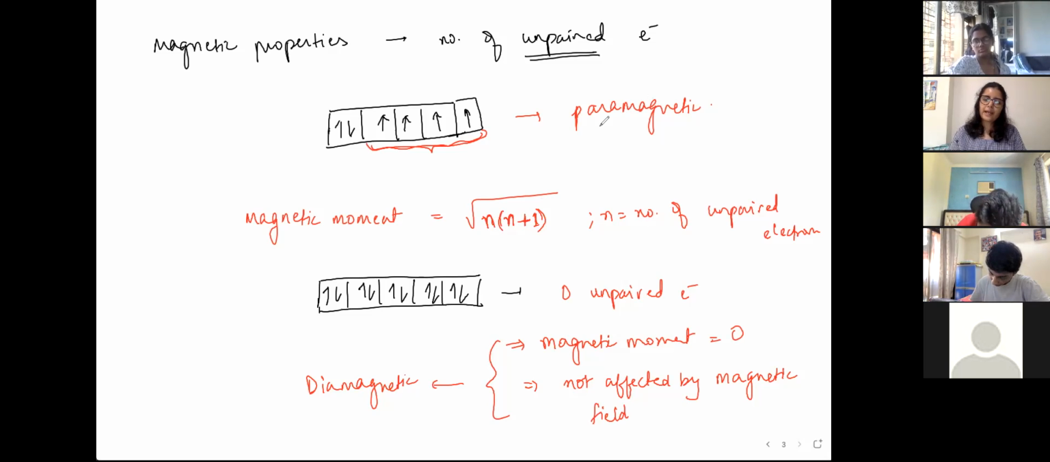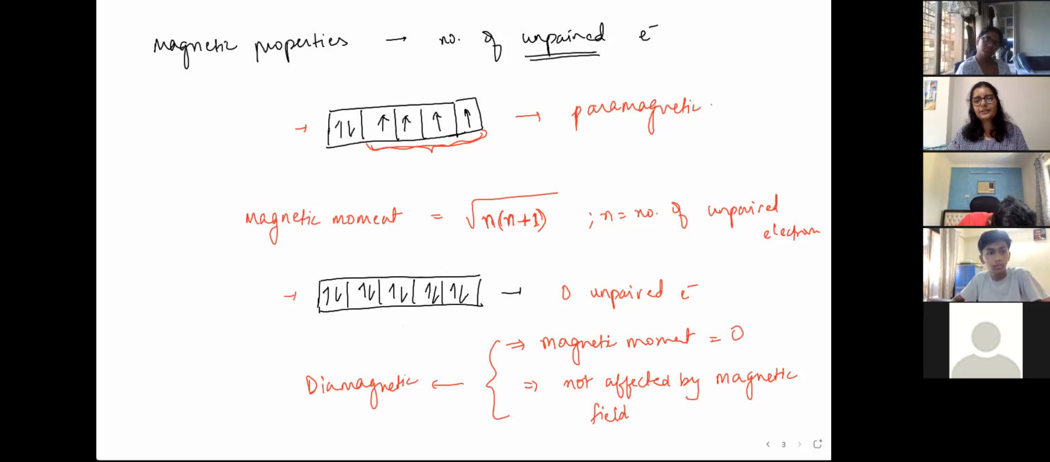Okay. So paramagnetic is the fact that it is affected by a magnetic field, and diamagnetic is if it is not affected by a magnetic field. And whether it's paramagnetic or diamagnetic, you just have to look at the electronic configuration and you can figure it out. If you have at least one unpaired electron, it's going to show paramagnetic nature. And if all the electrons are paired up, if there are 0 unpaired electrons, then you can say that it's going to be diamagnetic. Okay.